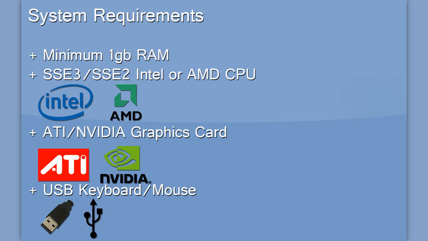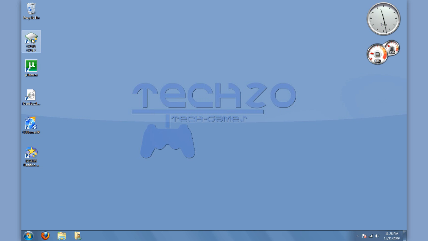A minimum of 1 GB of RAM, an SSE 3 or SSE 2 Intel or AMD processor, an ATI or NVIDIA graphics card, preferably a newer model, and lastly, and very importantly, a USB keyboard and mouse. To confirm these requirements, we'll download a program called CPUZ. I've provided a link in the description.